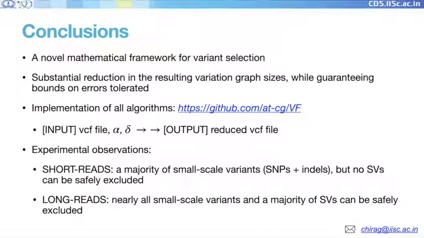So to conclude, in this paper, we showed a novel mathematical framework for variant selection. This resulted in significant variation graph size reduction while guaranteeing bounds on the errors tolerated in the graph. The implementation of all these algorithms is available on GitHub. So this implementation would take from a user the input VCF file as well as the alpha delta settings, and as output, a user would get the reduced VCF file containing a subset of variation.